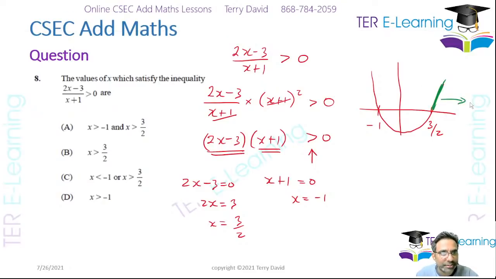So any value greater than 3 over 2. And it's also this piece here, so any value less than minus 1. So this is what your answer is going to look like. Because those two values are not connected, we're going to have to write it as two different inequalities. You're going to write x is greater than 3 over 2, so it's anything greater than 3 over 2, and anything less than minus 1. This here is my solution. So which one gives us that now? It looks like C.